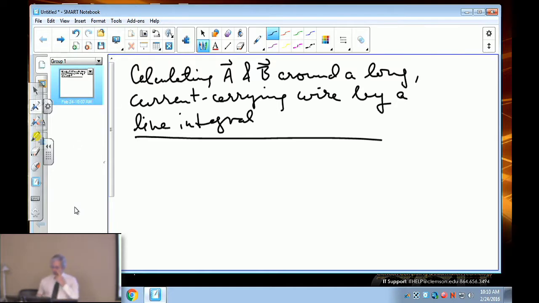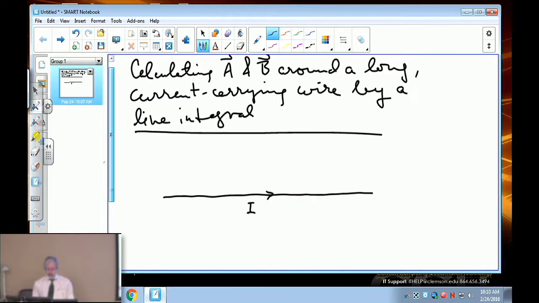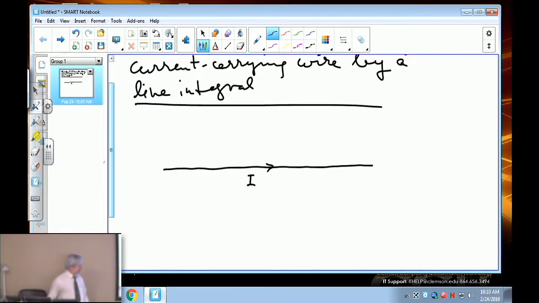Okay, now this problem of calculating the A field and the B field around a long current carrying wire is reminiscent of a problem that we had in Chapter 2 where we calculated the phi and E around a line charge, a long line charge. And so by long, what we mean specifically is this.